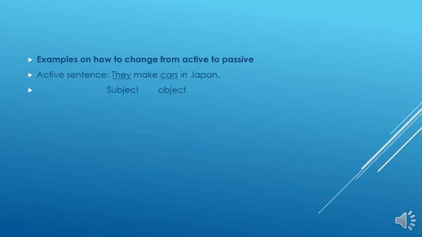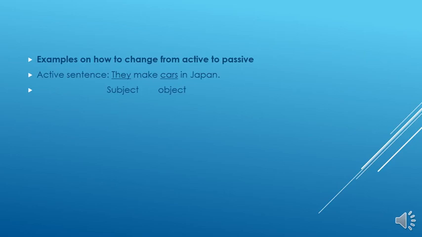The next thing is having examples to make this concept very clear for you. The first one, we would have an active sentence, which is a simple one. They make cars in Japan. Of course, we would like to know where's the subject that we're going to delete and where's the object? What will we do with the verb? All these questions should be asked.